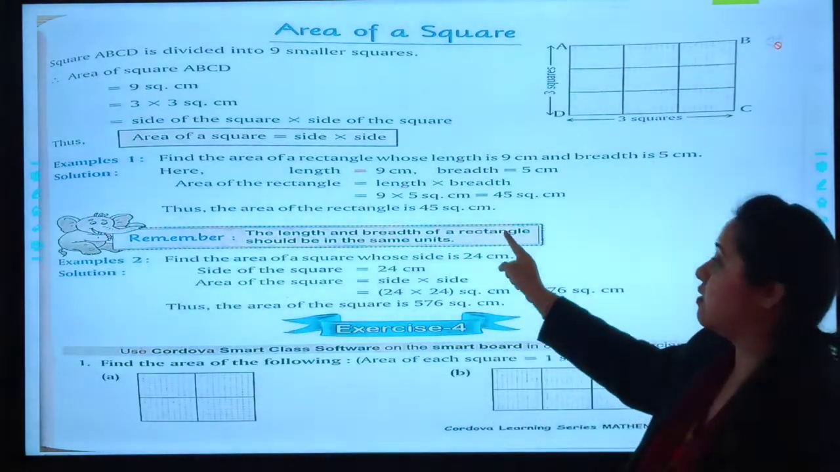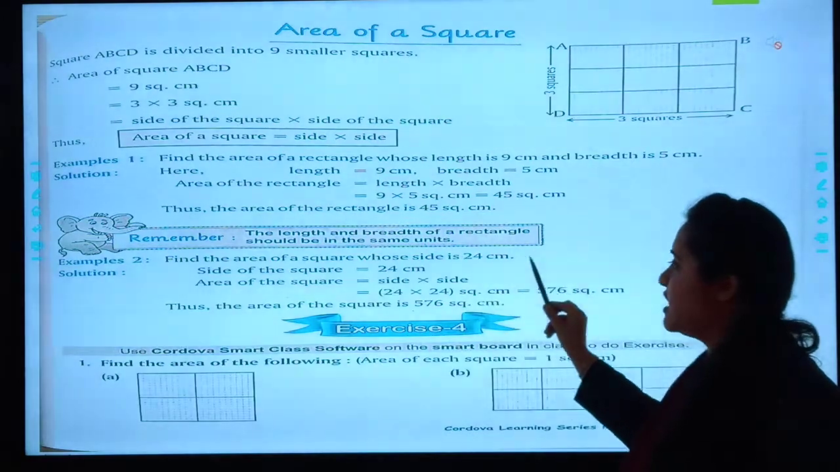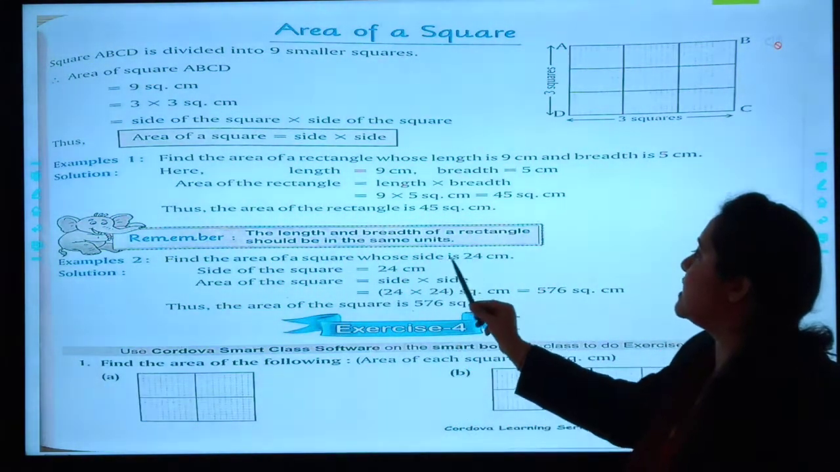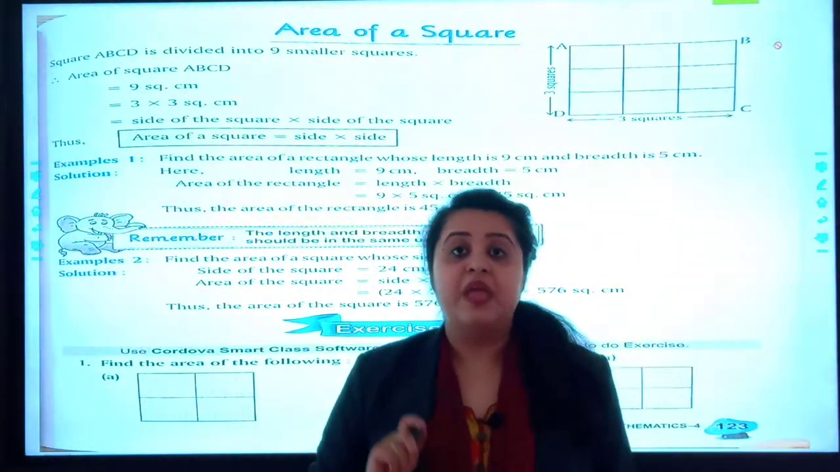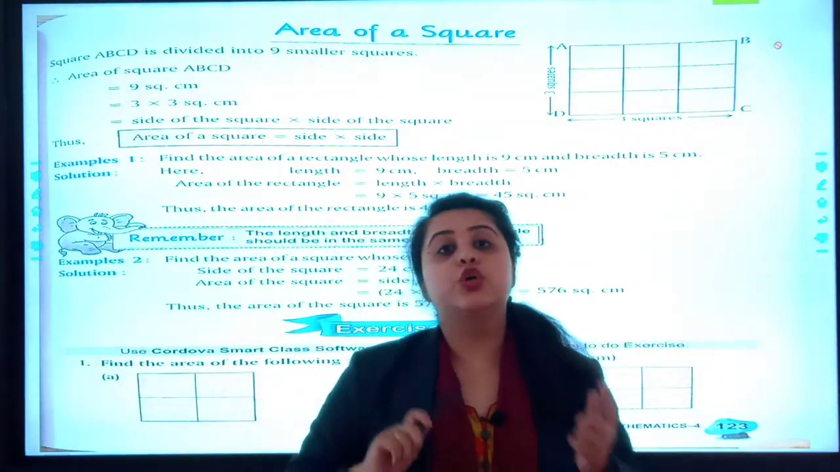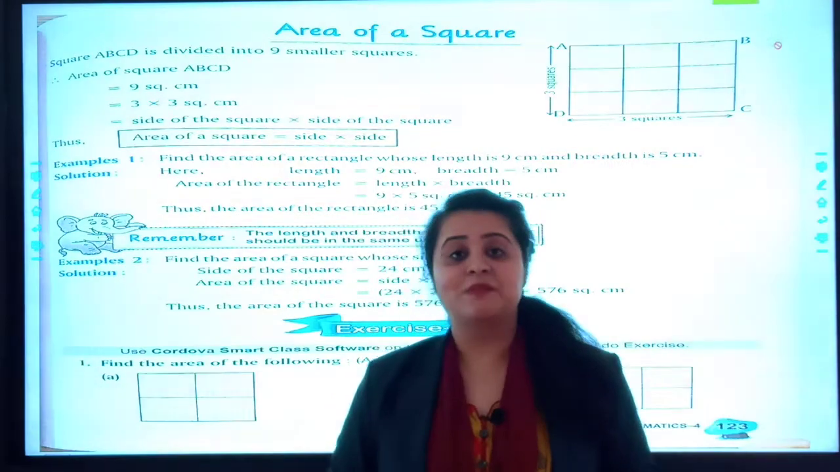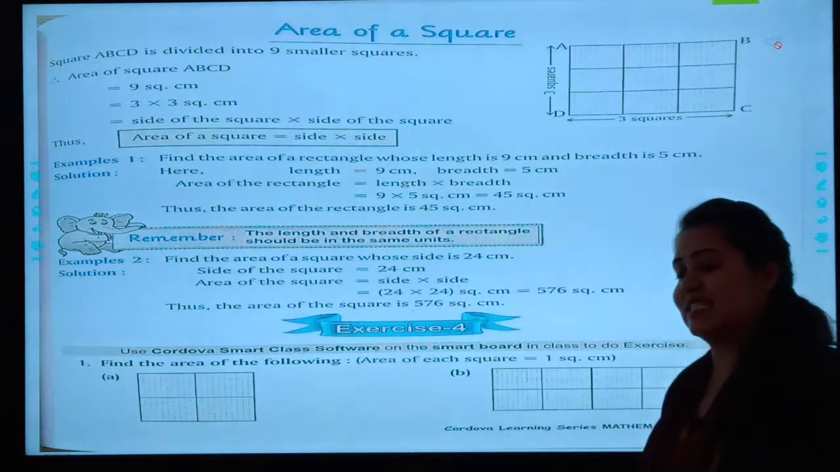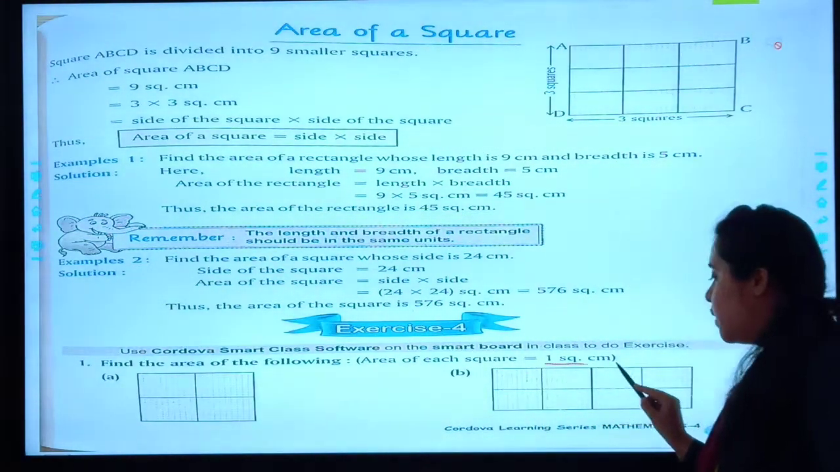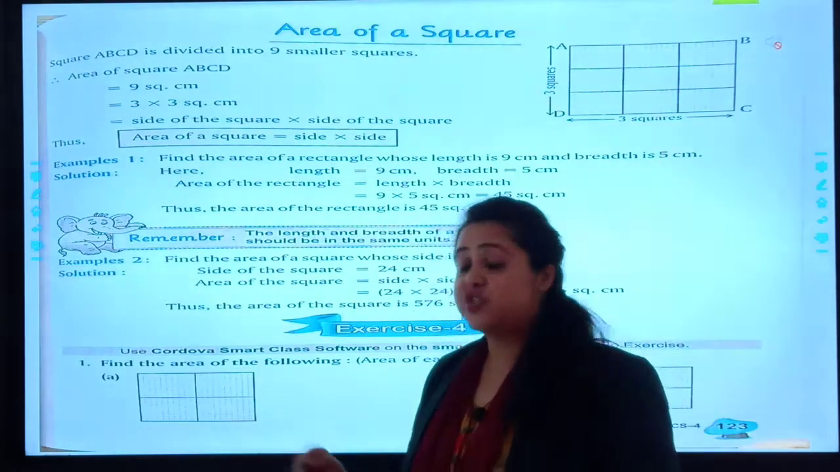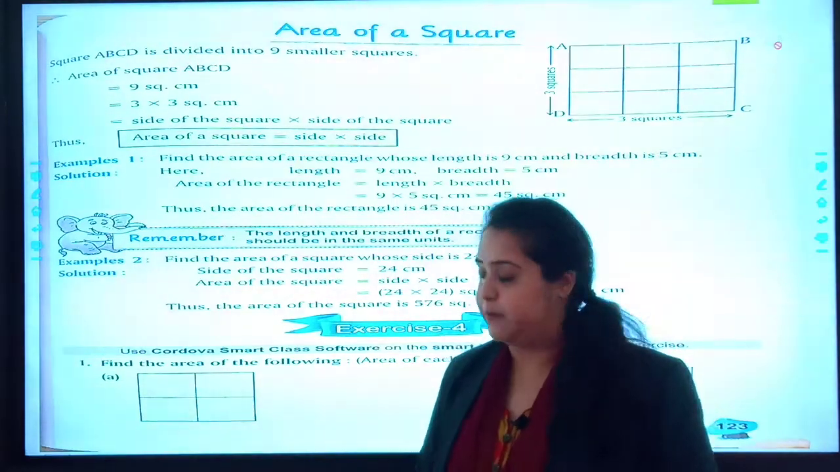So students, one thing is given here that is important. The length and the breadth of a rectangle should be in same units. For example, if the length is given in centimeters and the width is given in meters, you will convert and make them in one same unit. So students, let's discuss the exercise. Find the area of following. Area of each square equals 1 square centimeter.